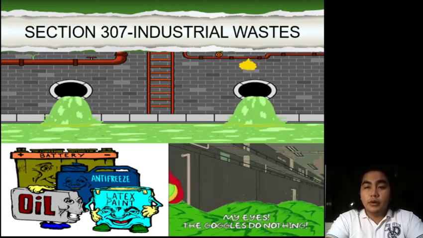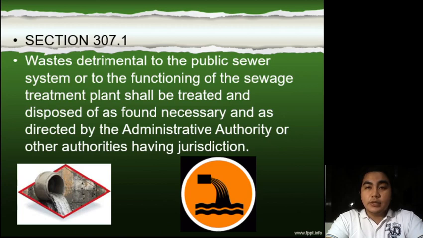Section 307, industrial waste. Section 307.1 Waste detrimental to the public sewer system or to the functioning of the sewage treatment plant shall be treated and disposed of as found necessary and as directed by the administrative authority or other authorities having jurisdiction. Those wastewaters that will destroy or hinder the flow of sewage in the sewer system and are harmful to human health and the environment must be taken care of by a third party and not be allowed to flow in the sewer system.